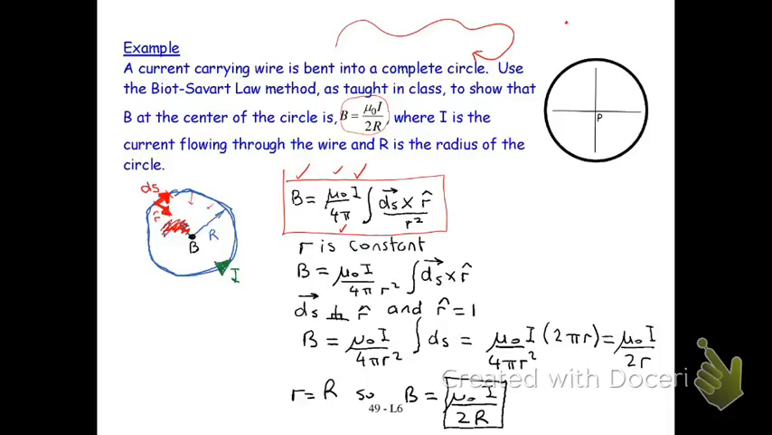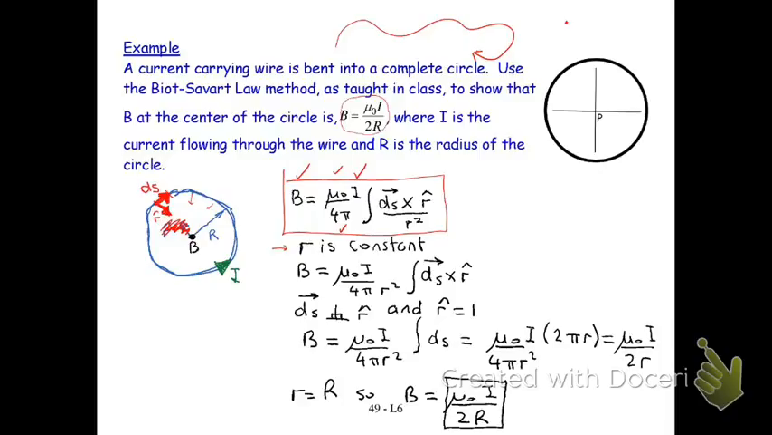Now, in this example, r squared is constant. So I've got to recognize that. My r is constant, my radius. Sorry, I called it big R in my diagram and little r in my generic thing. I'll substitute in at the end. So this r squared is constant, so can come out. So I have mu naught I over 4 pi r squared, integral of ds crossed with r hat.